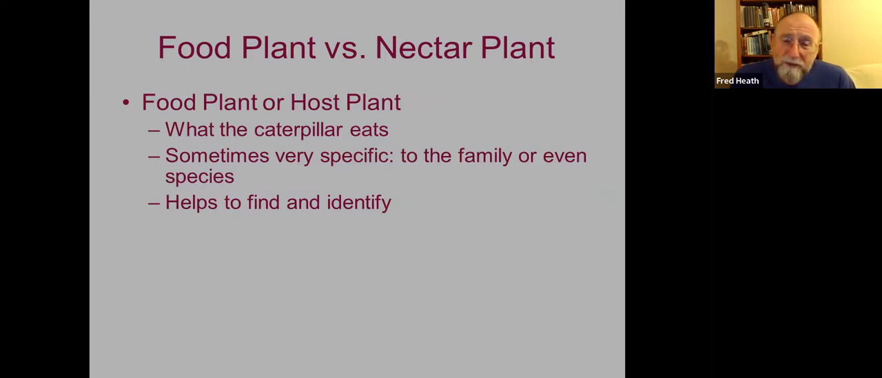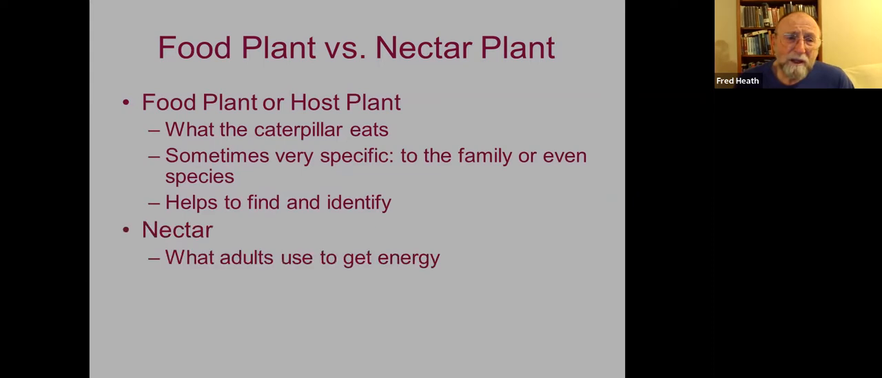Or conversely, if you find a butterfly and you're not quite sure what it is, and maybe you see it oviposit or hang around a particular plant, that might help you identify it. The nectar plants are basically the sugary substance that flowers put out in payment for pollinators taking the pollen and moving it from one plant to the other. And the adult butterflies get energy from that sugar water to be able to fly and find mates and so on and so forth.